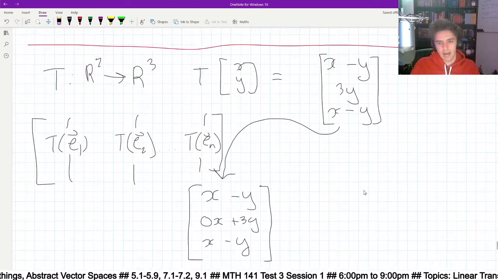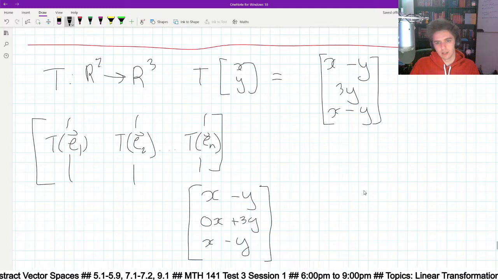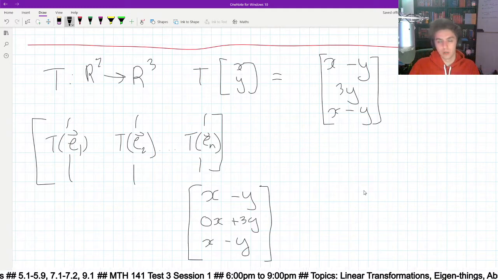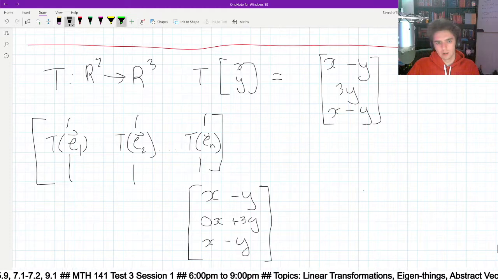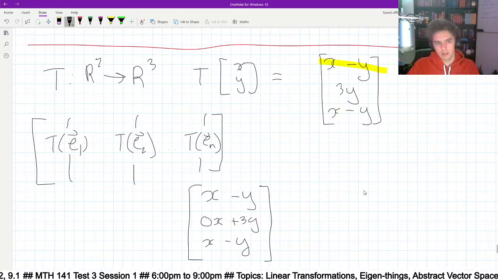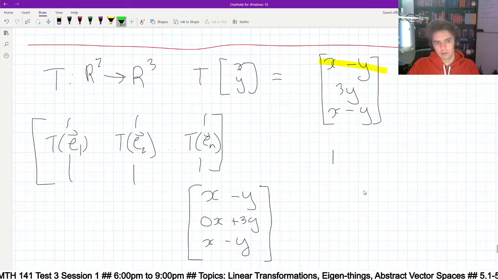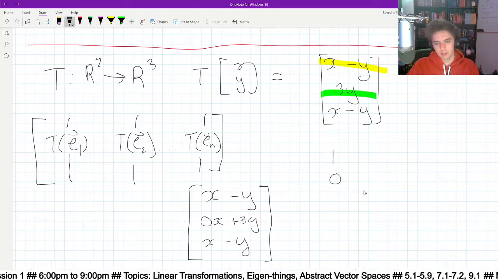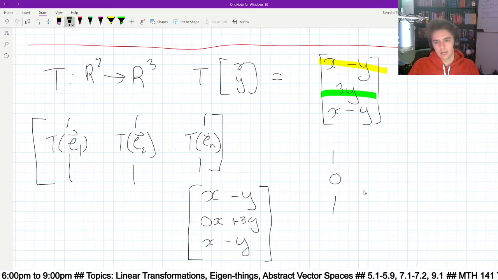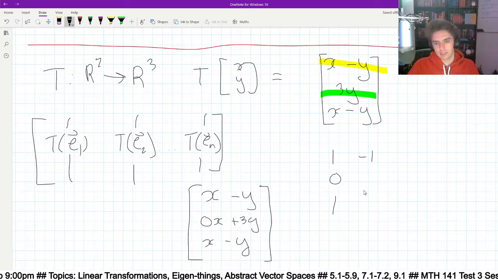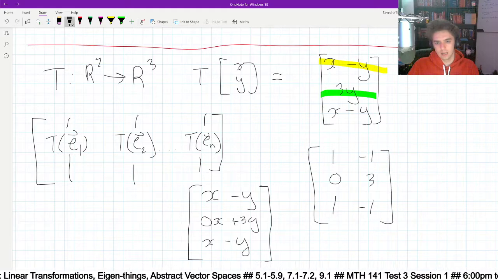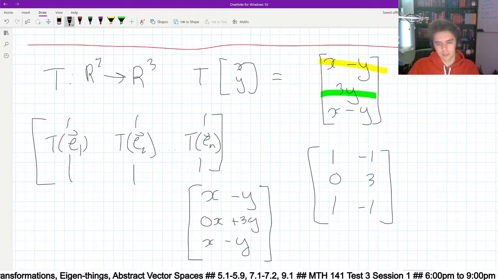And to do it fast, I could look at this and just say, well, think about how many x's we have in each row. So we have an x here, so 1. We have no x here, so it's a 0. Similarly, we have an x there, so it's a 1. Now think about the y's. We have negative 1 y's there, 3 y's there, negative 1 y's there. And again, we get the matrix representation of T.